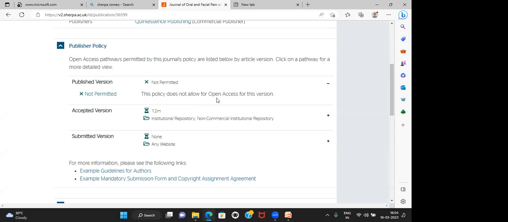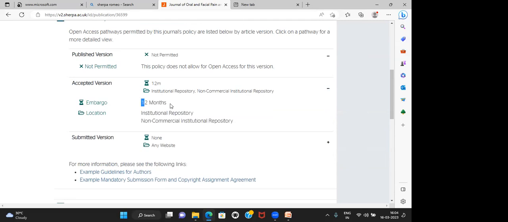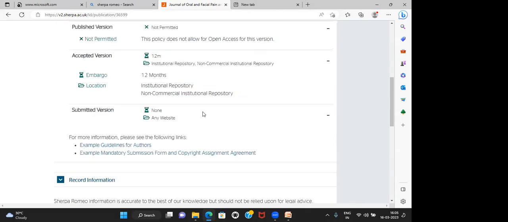And here you see, there is an embargo for 12 months for the accepted version. So the accepted version has an embargo, and the published version will not be allowed for free access. So this is the thing. And for the submitted version, there is no embargo and any website. So you see here, we cannot access the final version, that is the published version.